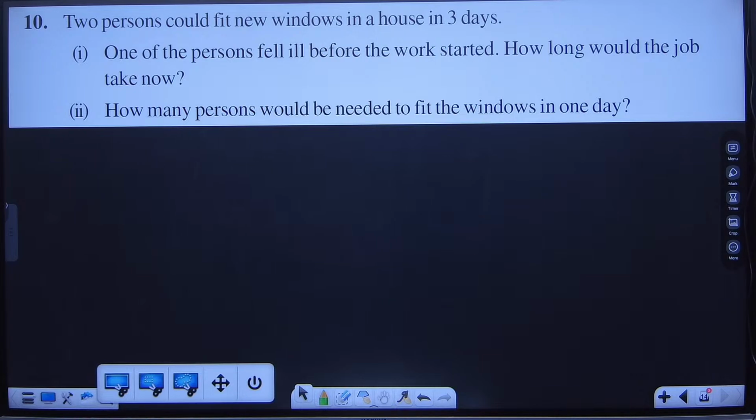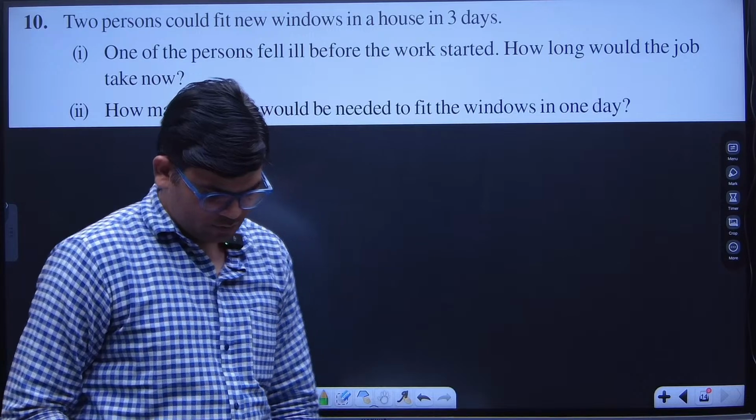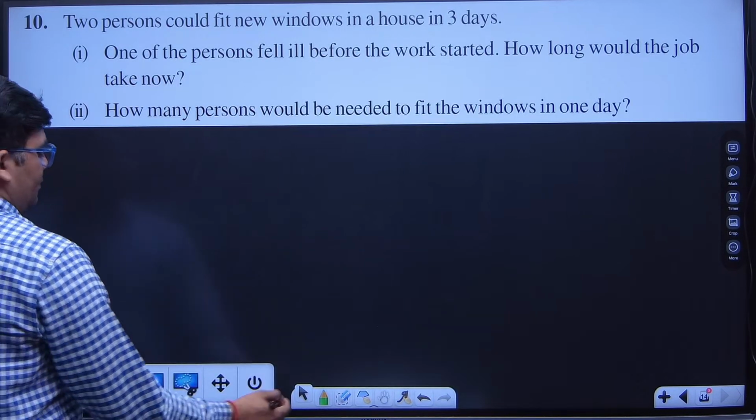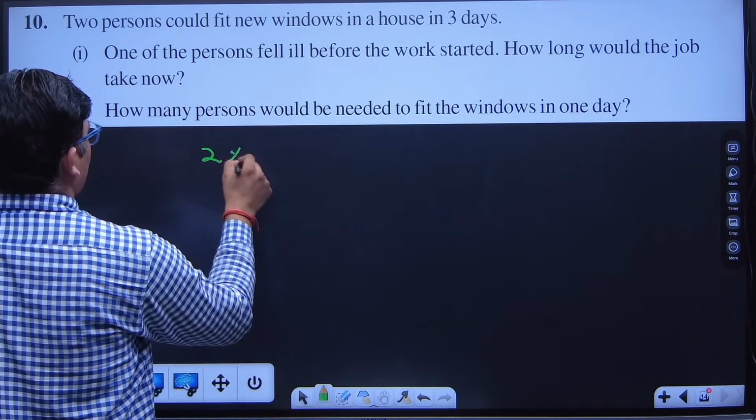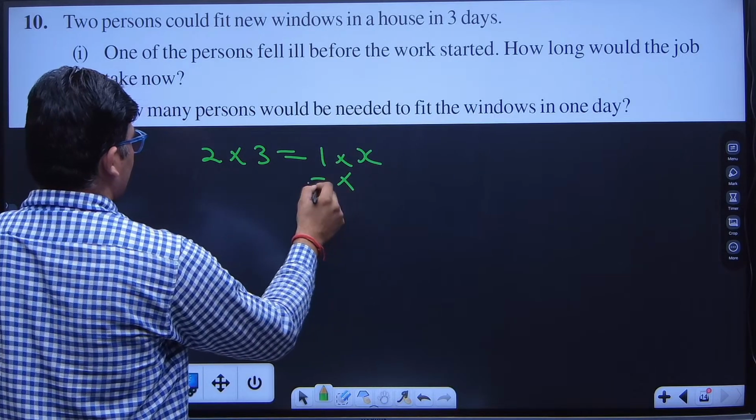So for the first one, it's 6 days, and for the second one, it's 6 people. So two persons could put new windows in 3 days. That means 2 into 3 is equal to 6, which equals 1 into x. So x is equal to 6.